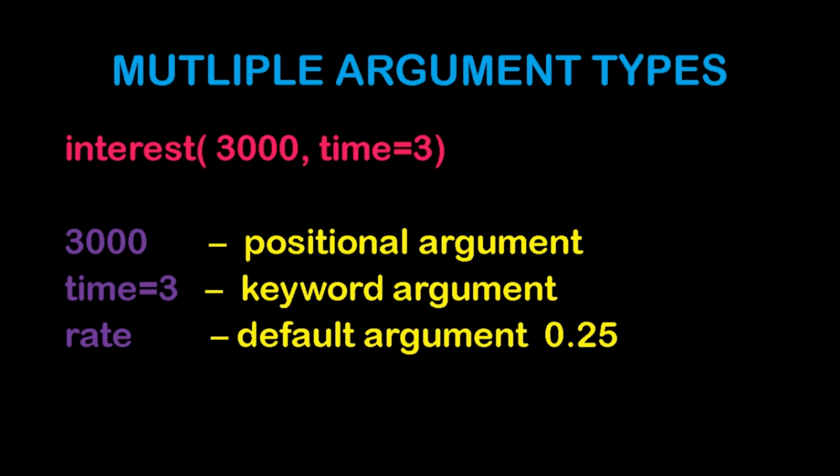Then third one, rate is a default argument, 0.25. So here the rate is not specified, but the default value is already given in the program, like 0.25 is the default value. In the function definition I have given. So it will be taking that default argument because the rate is missing in this function call. Okay, so this is multiple argument type, and in one function itself we are combining all the three arguments.